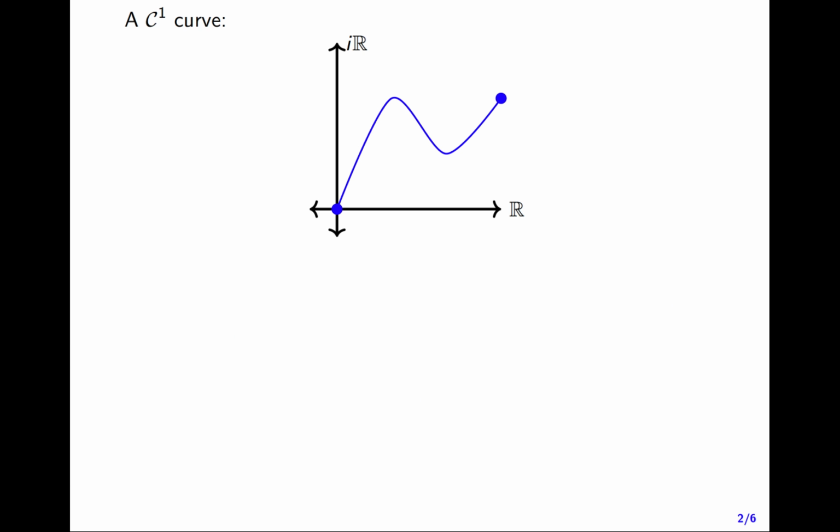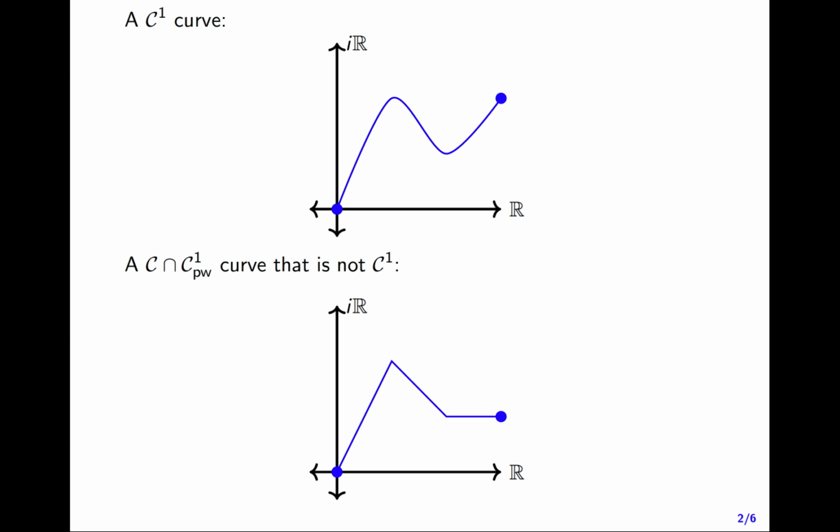Here are some pictures. Here is a continuously differentiable curve. You see that the image is smooth. There are no corners in this curve. Here's a continuous curve that's piecewise continuously differentiable, but that's not continuously differentiable because we have some corners here.